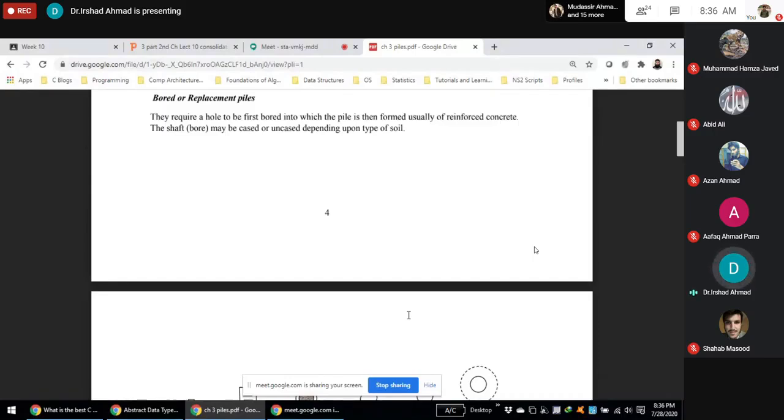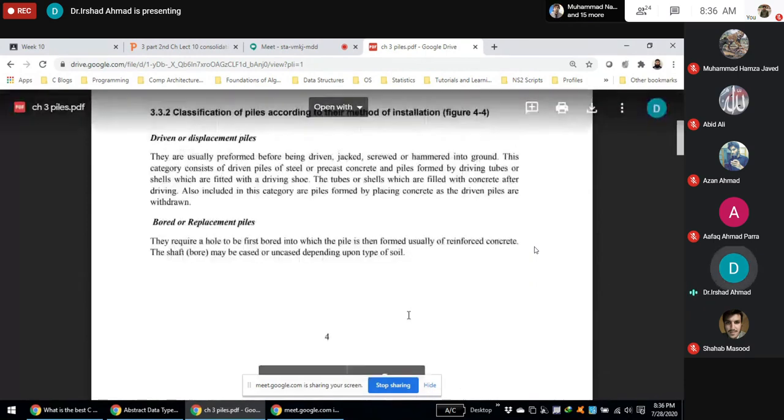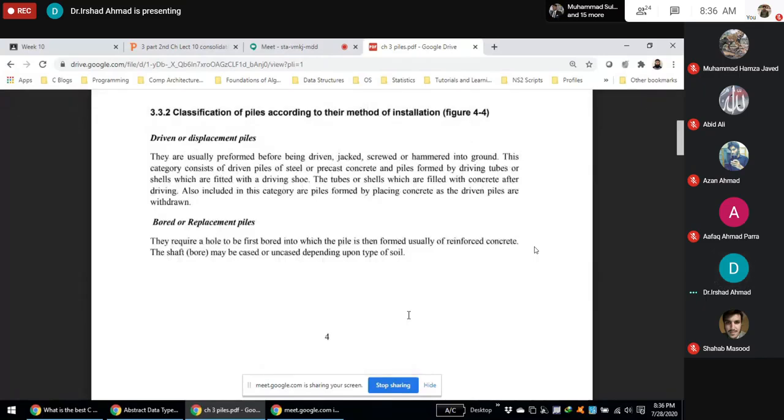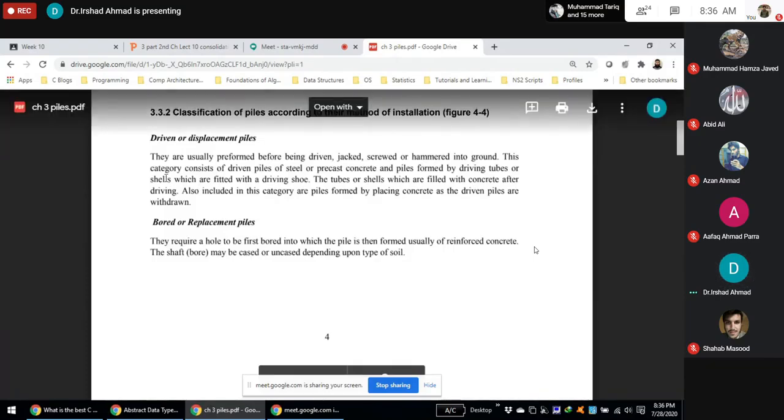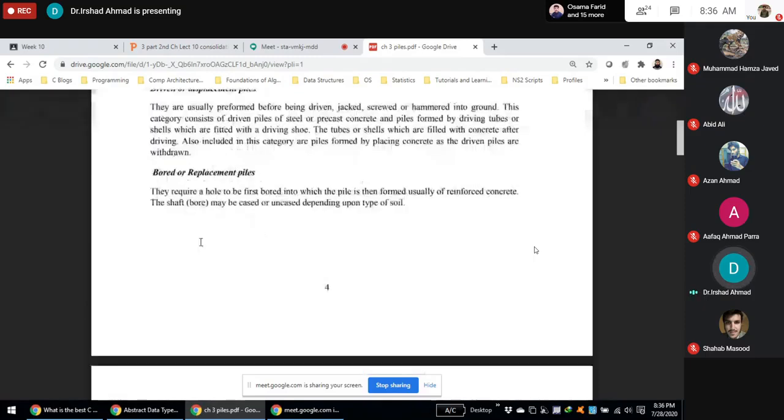It takes more time. Board piles require more time to build as compared to driven piles. But driven piles have the problem that they create noise, vibrations, and some environmental problems. But driven piles are more common in advanced countries, and board piles are more common rather in Pakistan.